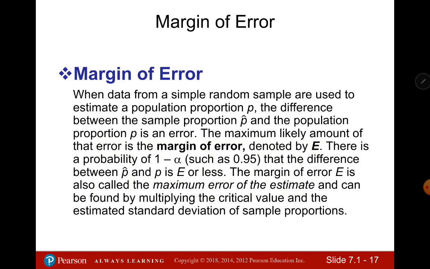Of course, here we have a new concept when we talk about confidence interval. We call it margin of error. The meaning is the maximum likely amount of the error. So you can also call it the maximum error. We use this capital letter E to denote it. We will use this value when we try to construct the confidence interval.